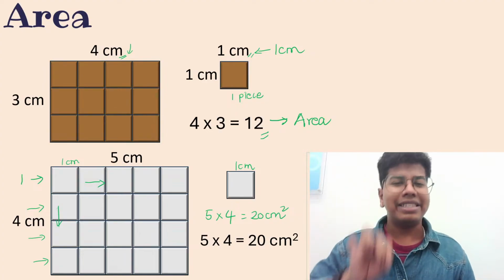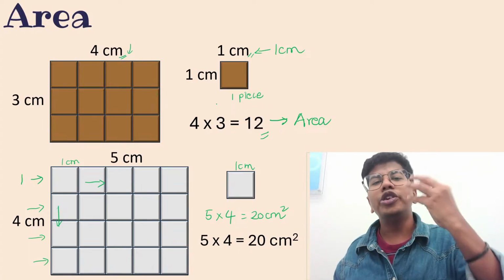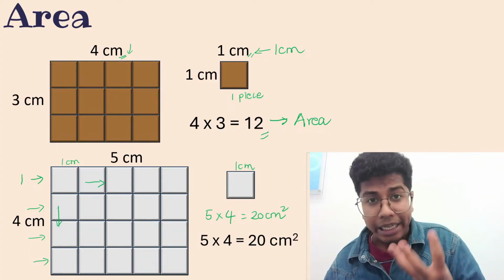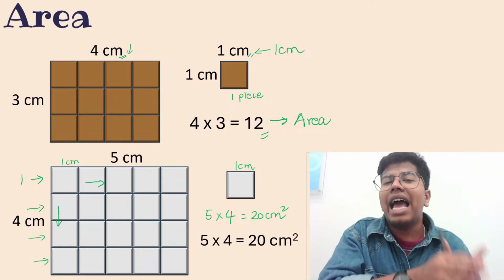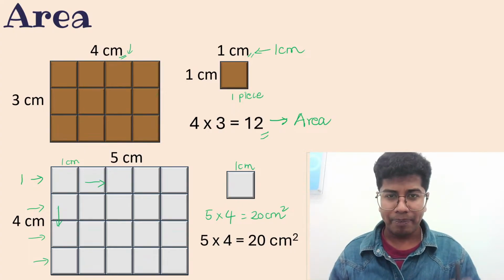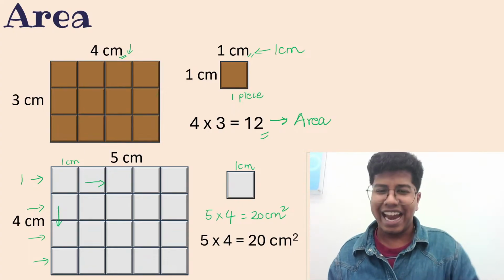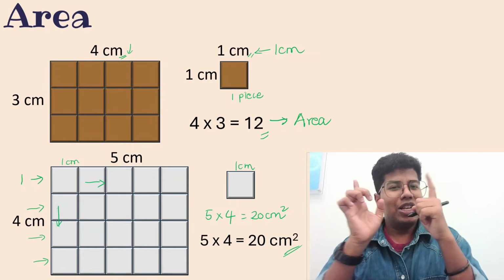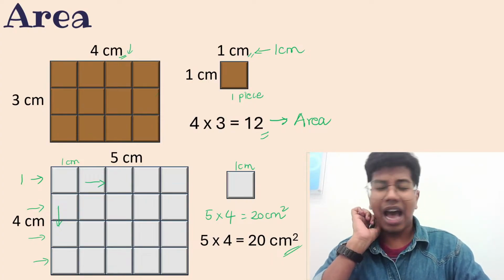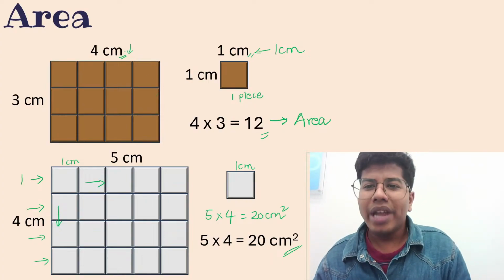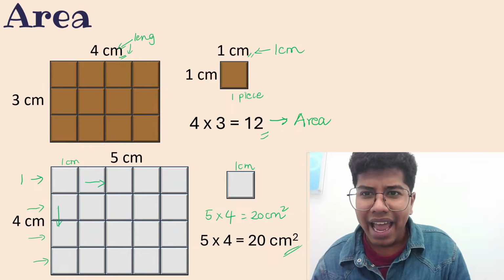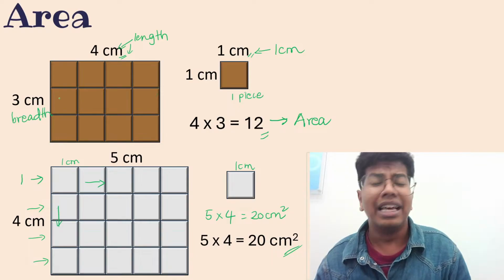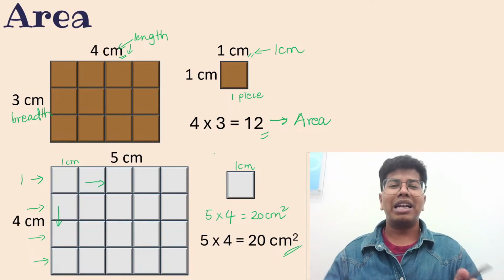So from the first example, we can understand what we mean by area. And in the second example, we can dive deeper to see how we can calculate area by just multiplying. Another thing we can understand is its unit, that is centimeter square. So for area, if we have the length, and if we have the width, that is the breadth, then we can calculate the area, that is length multiplied by breadth.